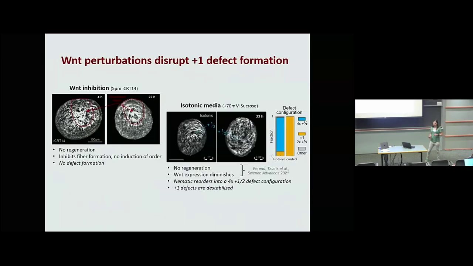And we can do this another way by using a media of high osmolarity, which has been shown to interfere with this signaling pathway. And what we see in this case is kind of nice, that sometimes +1 defects form, but they quickly unbind into pairs of +½ defects. So you actually end up with spheroids with 4 +½ defects, and they don't regenerate.